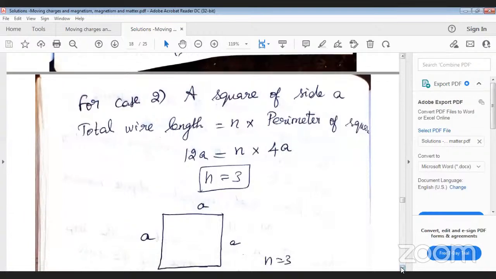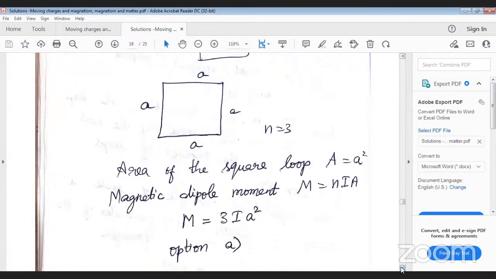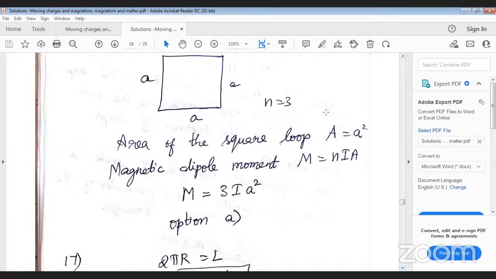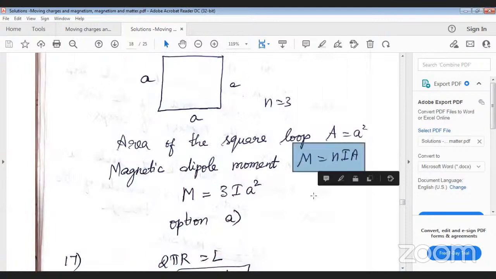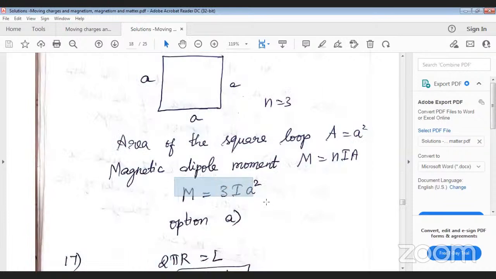And now we have to calculate the area of the square, that is given by capital A equal to small a square, and magnetic dipole moment capital M equal to NIA. So capital M equal to 3Ia squared. Okay, 3Ia squared, because n equal to 3 and I into a squared.